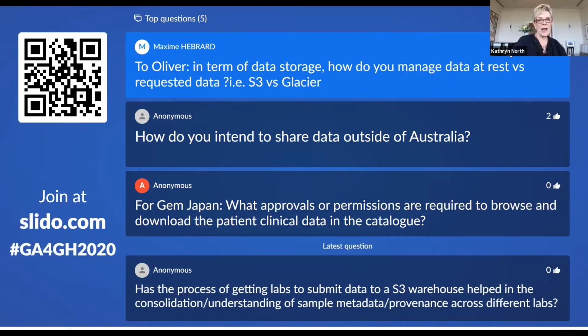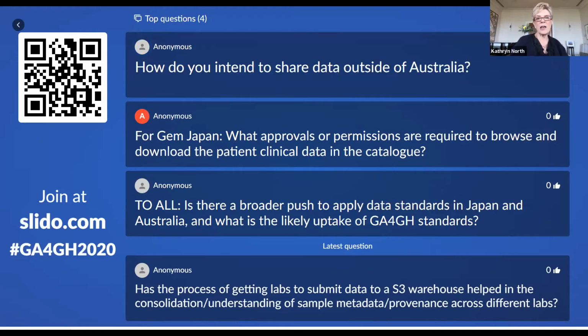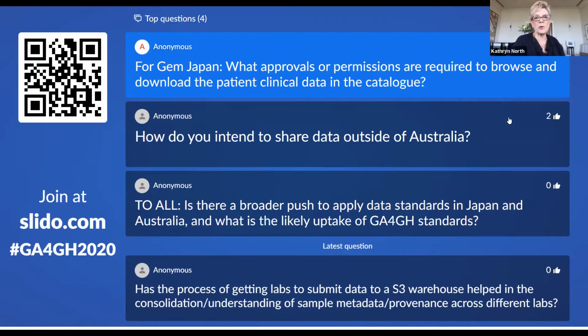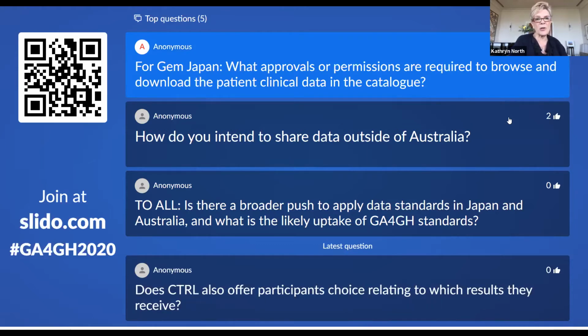Thank you. A question for GEM Japan, and I think this would go to you, Soichi. What approvals or permissions are required to browse and download the patient clinical data in the catalogue?